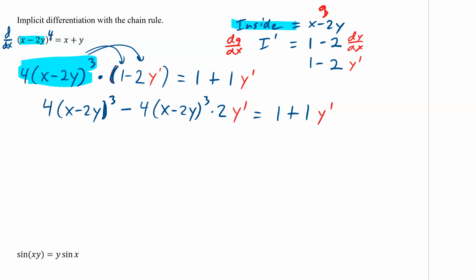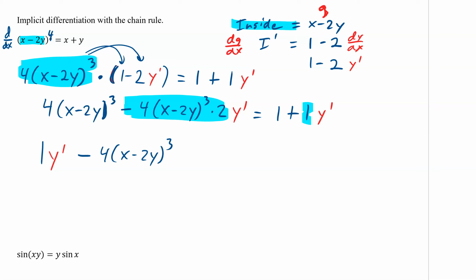So now you can see that this is part of our y prime, and this is part of our y prime. So those two need to be on the same side. So we end up with y prime with the 1 minus (4x minus 2y) cubed y prime. And so that 2, let's combine it with that 4 to make it an 8. And then we end up with 1 minus (4x minus 2y) cubed.